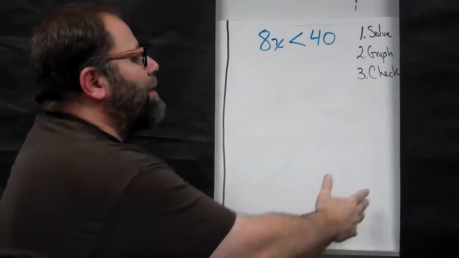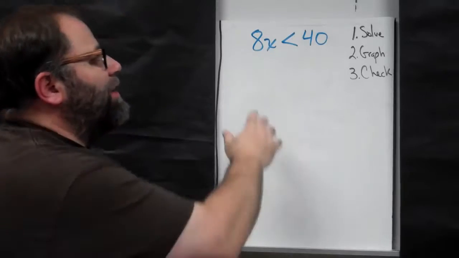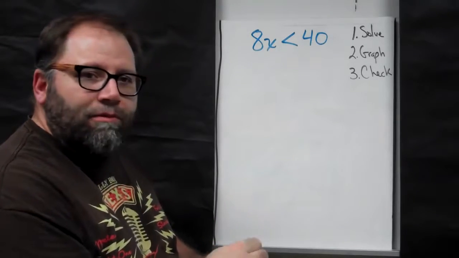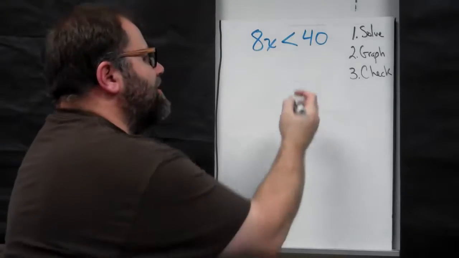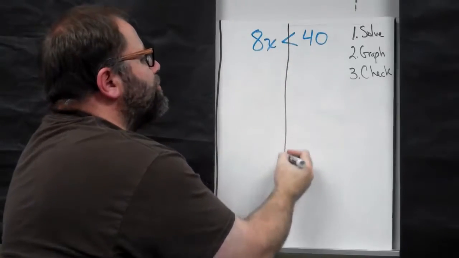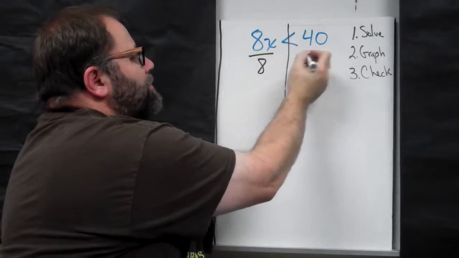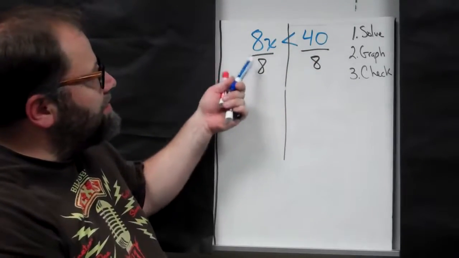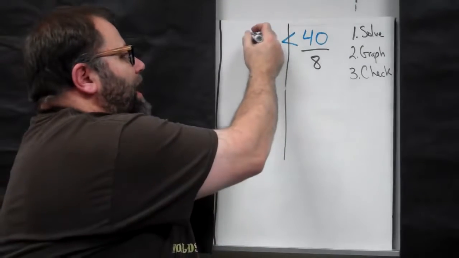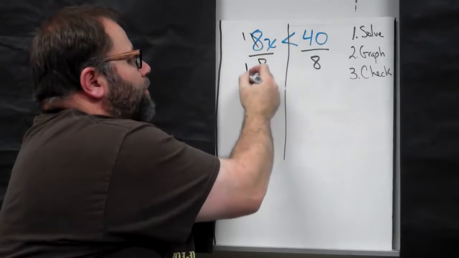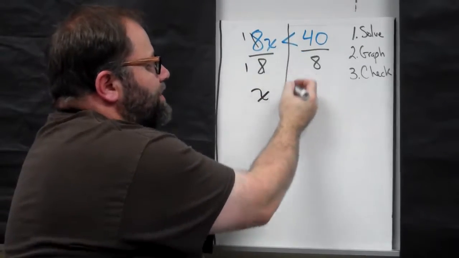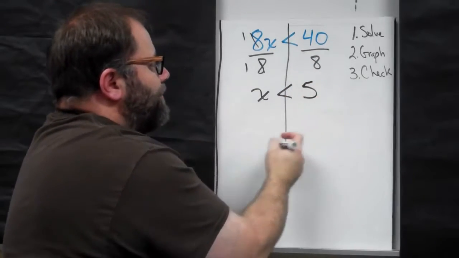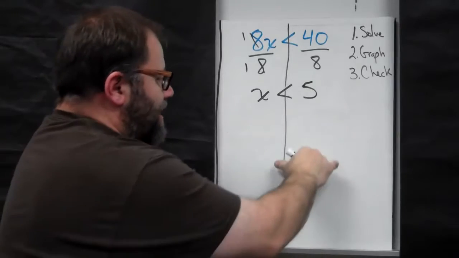Okay, here's our problem. We're going to solve, graph, then check, and we have 8x is less than 40. I know what you're thinking: Mr. Romanovich, I've got this in the bag. This is the easiest thing in the world. We, of course, draw our wall, and because we're doing multiplication, we're going to undo multiplication with division. All I did was make this into a simple fraction where 8 divided by 8 gives me 1 over 1, leaving me just x. Bring down my inequality sign. 40 divided by 8 is 5. X is less than 5.